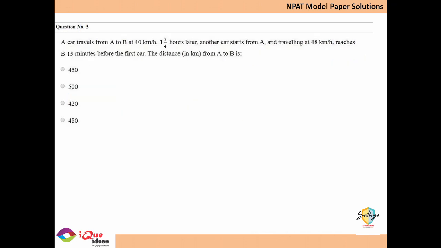Now it says that a car travels from A to B at 40 kilometers per hour. 1 and 3/4 hour later, the car, so let's start writing down the data. So the distance from A to B is given as 40, right? No, the speed of A to B is given as 40 kilometers per hour. So it is traveling at the speed of 40 kilometers per hour. Now 1 and 3/4 hours later, another car starts from A and it travels at 48. So the second speed is given as 48 kilometers per hour.